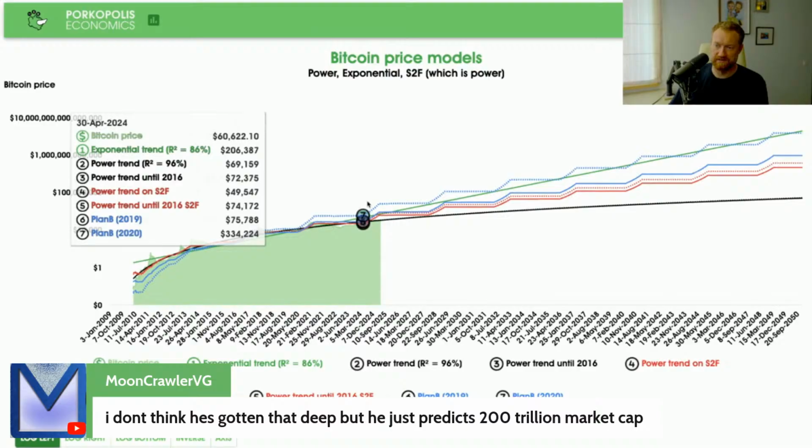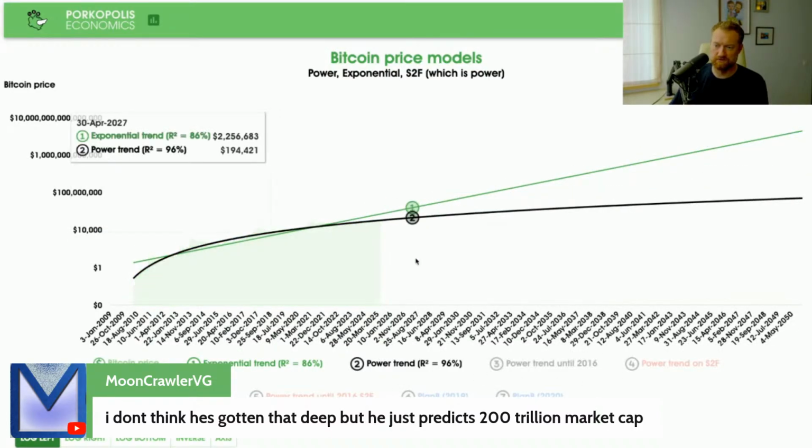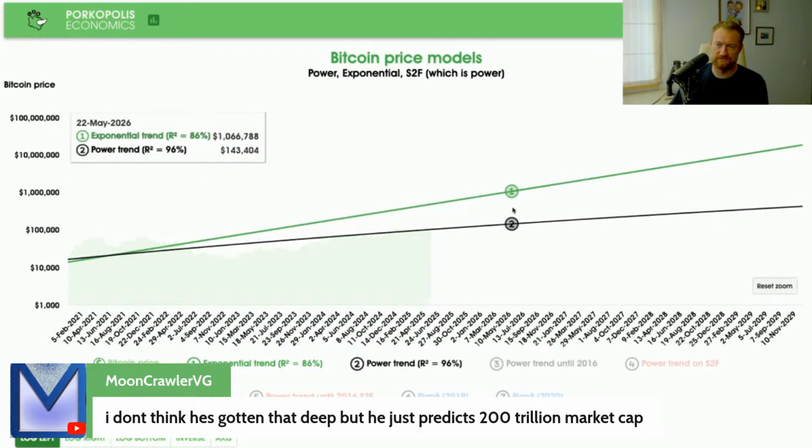But it won't be on the exponential. Let's just take away the stock to flow. It's just too crazy. Exponential hits $1 million BTC a year from now. Maybe we hit it, but it's a topper. It's not the trend itself.